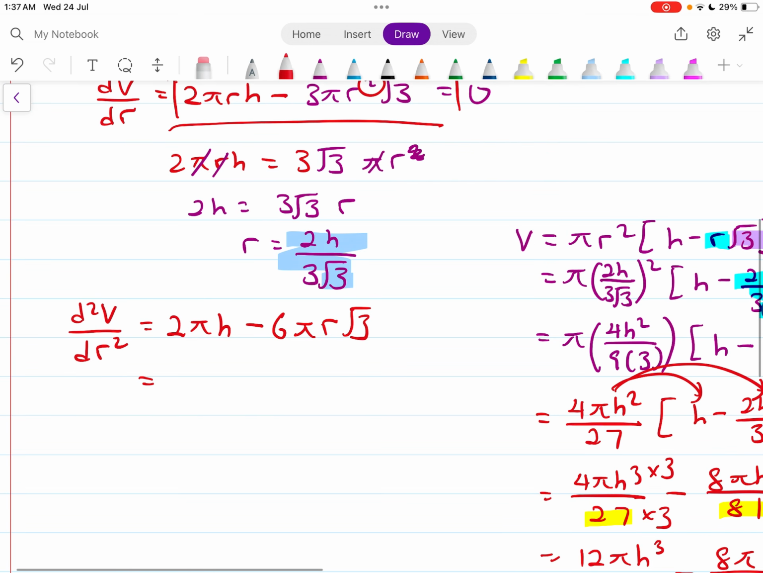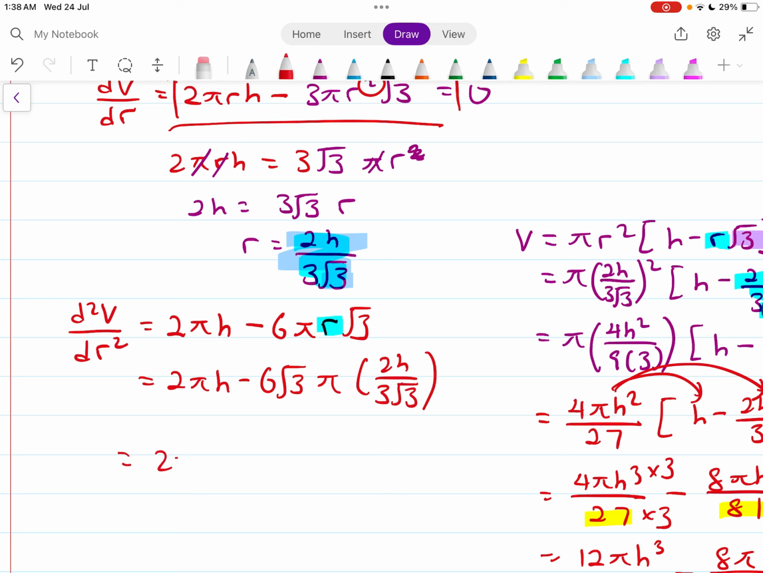So of course I must sub the r to be as such, right? 2 pi h minus 6, okay, I'll just put the square root 3 in front, pi, okay, r, so this r, just put whatever you see here. So this will be 2h over 3 square root 3, put a bracket. Okay, so just do a manipulation. 2 pi h minus, okay, so this thing can cancel, right? So what is left is the 12, okay, so 12 pi h, divide by 3.